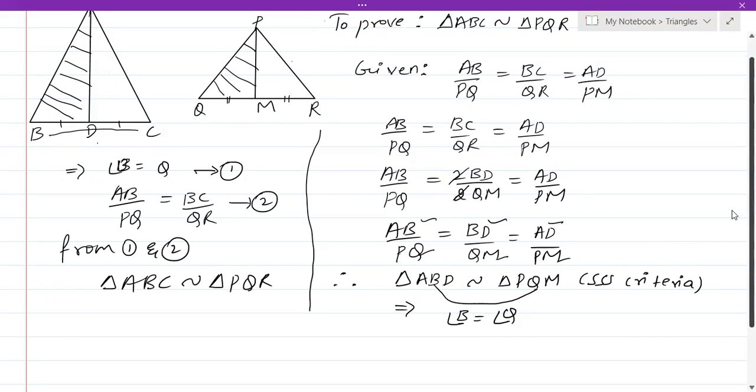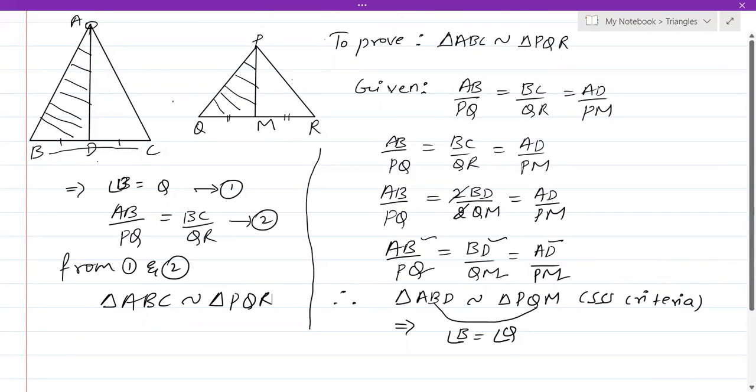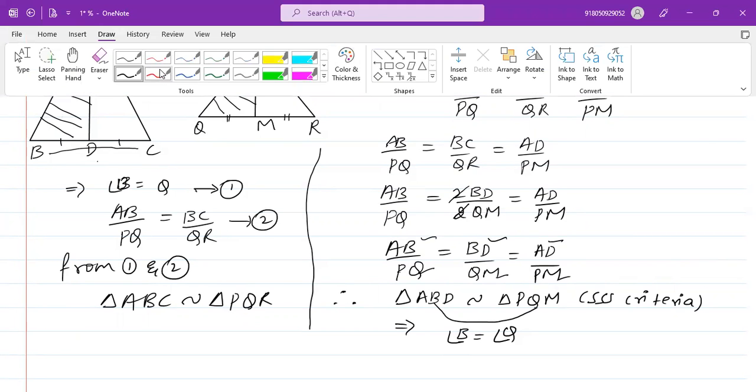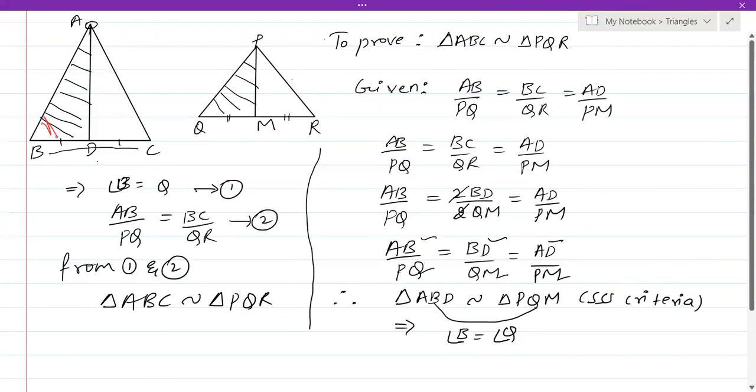Let me show it again. So here, if you observe, angle B is equal to angle Q. We have proved it. And the sides containing the angle in triangle ABC are AB and BC, in triangle PQR are PQ and QR. If you observe, those sides are in proportion. Therefore, one angle is equal and the sides containing the angle are in proportion. Therefore, these two triangles are similar using SAS criteria.